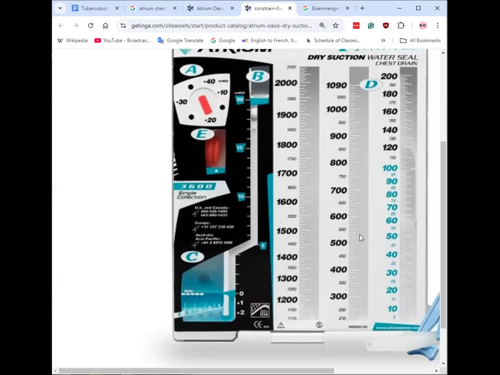Josh says that's when you clamp it. Yes, so that's when you would clamp it. If you see bubbling in the water seal, that means there's an air leak.